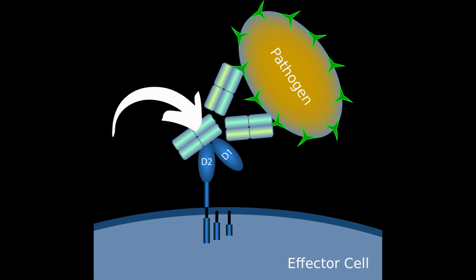This is the constant region of the antibody. While it doesn't directly bind antigen, it still plays an important role in the immune response. It is involved in the complement cascade and in activating certain effector cells like macrophages by binding to the FC receptor. We'll have more on this later.